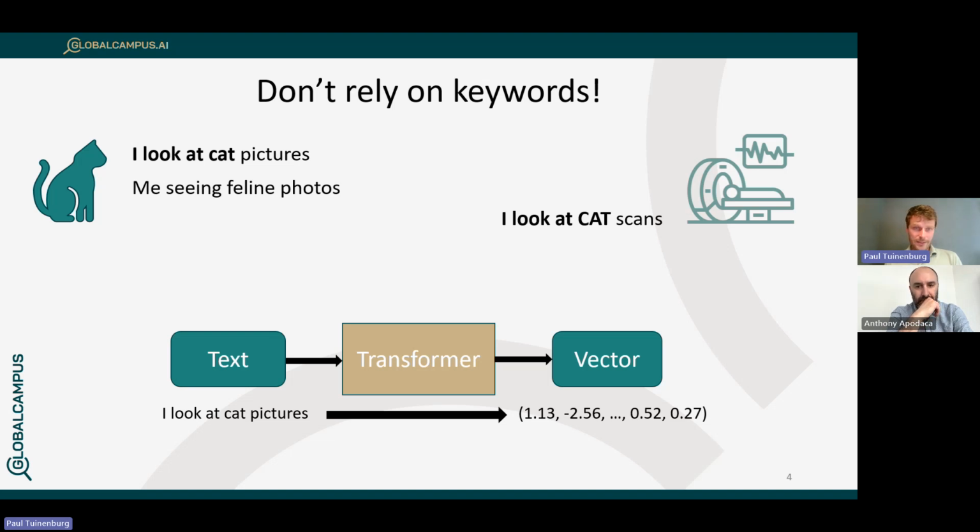With maybe not so scientific phrase, I look at cat pictures. These models understand that this means the same thing as me seeing feline photos, even though there's no overlap with any of the words. And it also does understand that I look at cat scans is something totally different, even though it shares almost every word of that sentence. And this is basically the backbone of what we do in Global Campus.